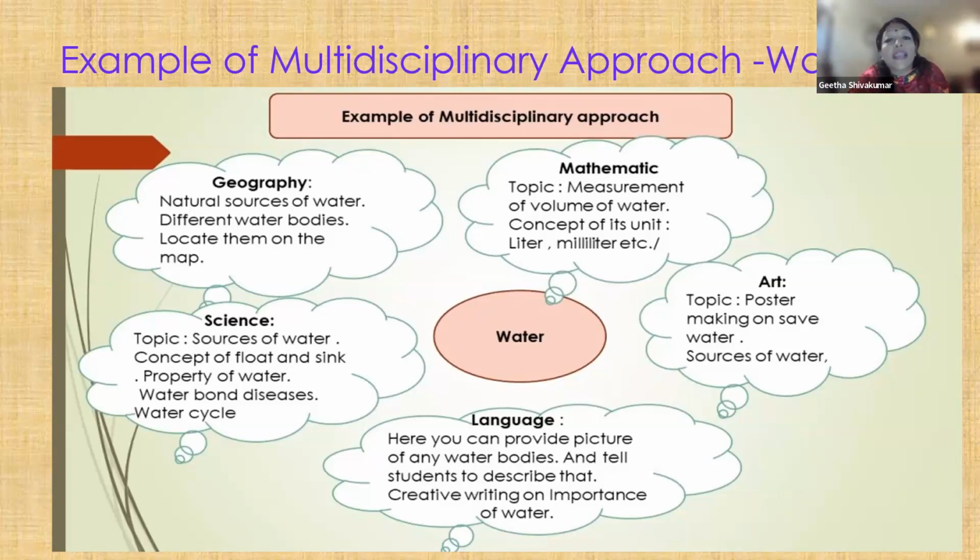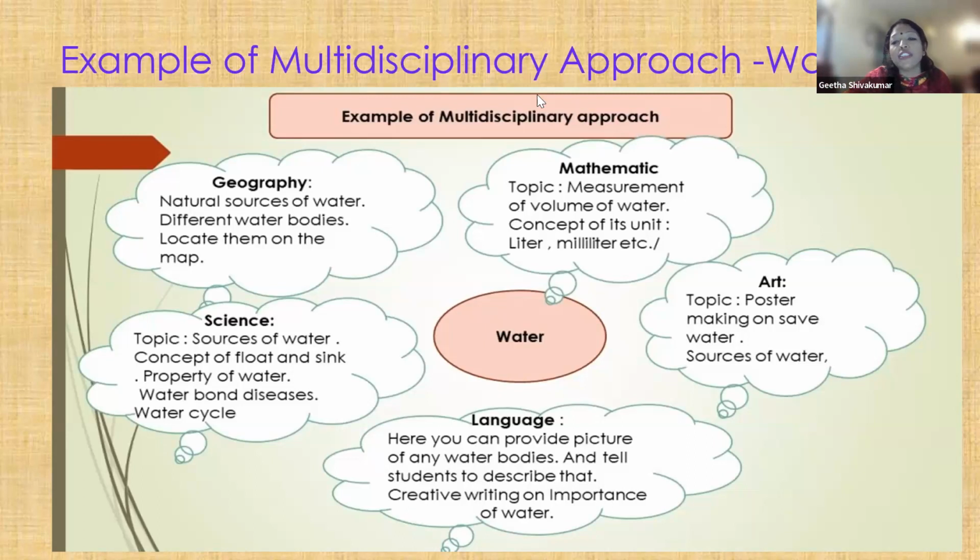Then if you give it to grade 10, even till grade 8, the computer is one of the compulsory subjects till grade 9. So for computers, whatever bar graph and pie chart they are doing in mathematics, they can do it in a computer. So your ICT is also connected with the subjects. So this is how it is multidisciplinary.